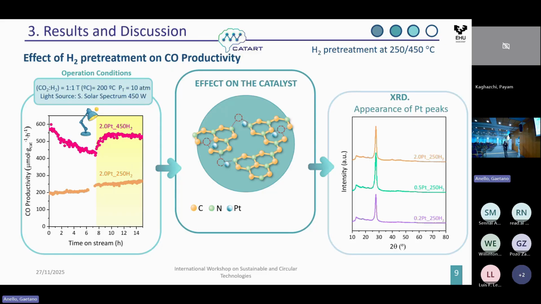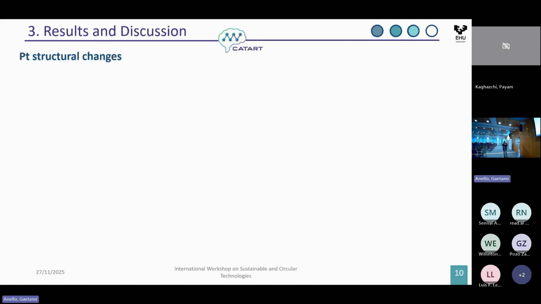We made an XRD of all these samples. For the one that was treated at lower temperature, we barely see platinum on it. But in the case of the other one, we started to see a few peaks that correspond to platinum nanoparticles. So okay, we know that the platinum structure is changing somehow.